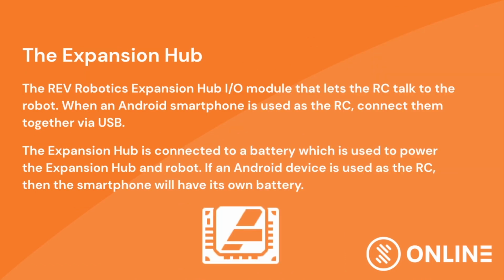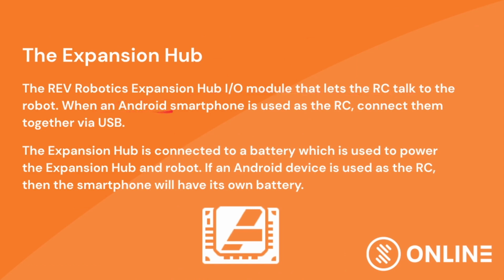So what is the expansion hub? The expansion hub from Rev Robotics is an I/O module. And what that means is it's an input-output. So we can receive outputs from it. So it's how the phone communicates with it. And it can also receive inputs, like motor inputs, or like all the voltage of the batteries and all those different types of things. And it allows the robot controller to talk to the robot.